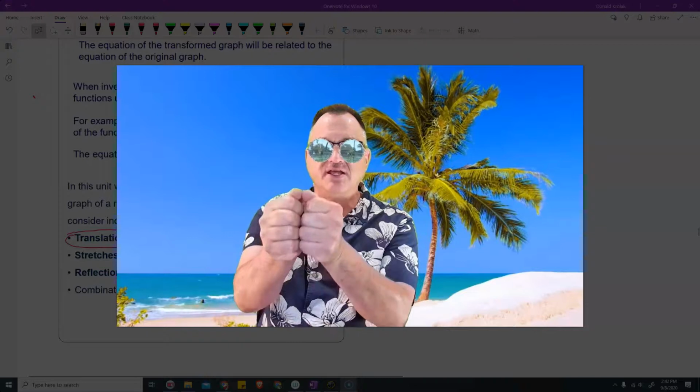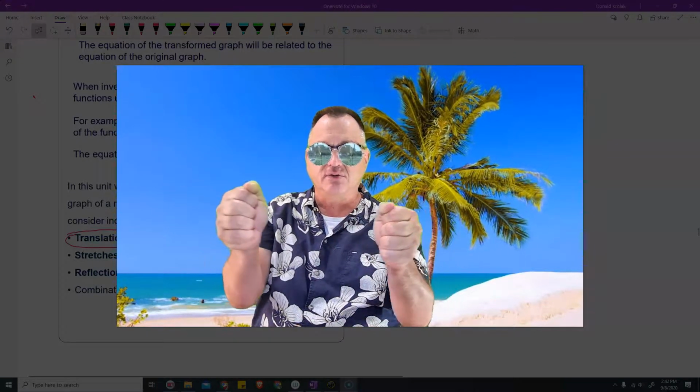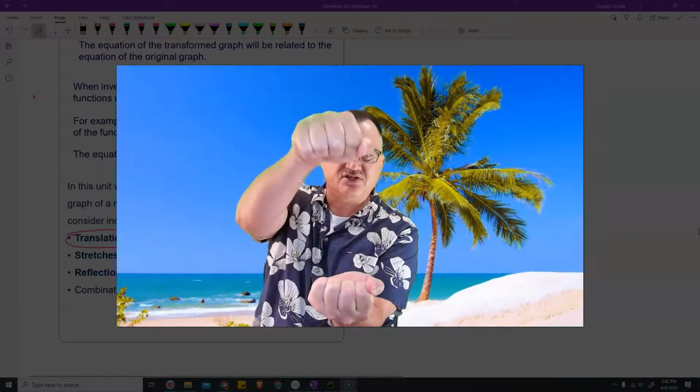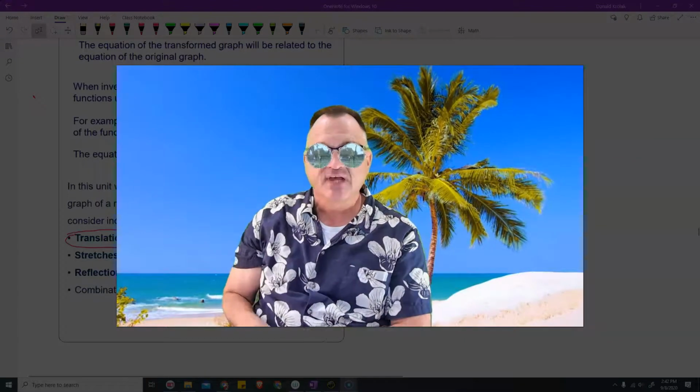That's where we're taking something and we're stretching it. We can stretch it horizontally or we can squeeze it horizontally. We can take something and stretch it vertically or squeeze it vertically. So let's get started.